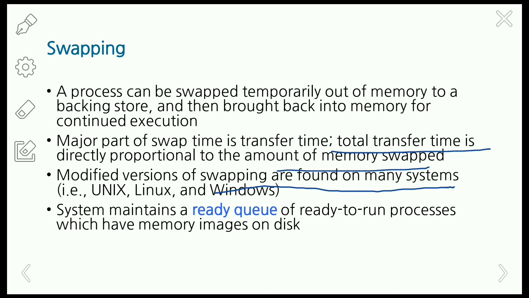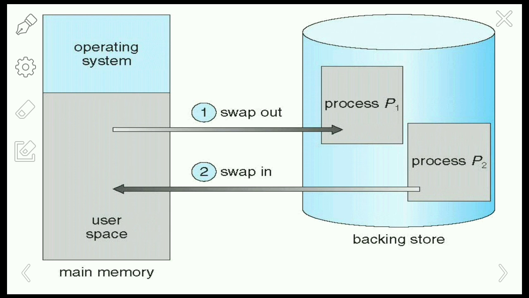The system maintains a ready queue of ready-to-run processes which have memory images on disk. Here we can see the swap in and swap out. There will be frequent swap in and swap out between the secondary storage device and the main memory. Since the main memory has a limited amount of space, it can't execute all the processes. So the processes which are important for execution will be kept in the main memory and the remaining will be stored in the secondary storage device.